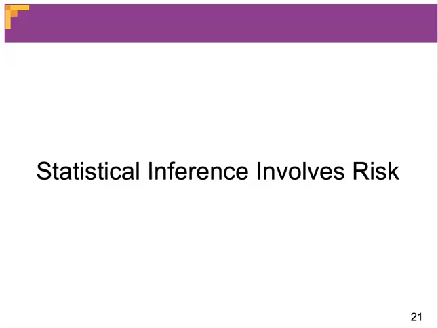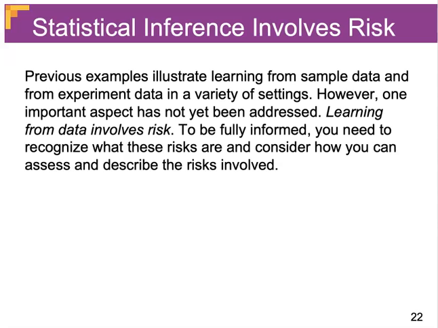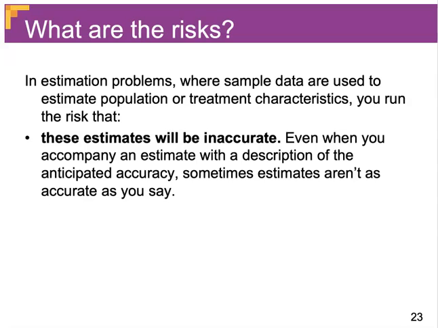So we do need to recognize that when we are doing statistical inference, there is going to be a risk. We've looked at several examples so far in this chapter, and we're going to be collecting sample data and experimental data in a variety of settings. But you have to recognize that learning from data involves risks. There will be times that the results from a study or an experiment are flawed, and we need to be prepared for that. So what can happen in an estimation problem is that the estimates might be inaccurate.